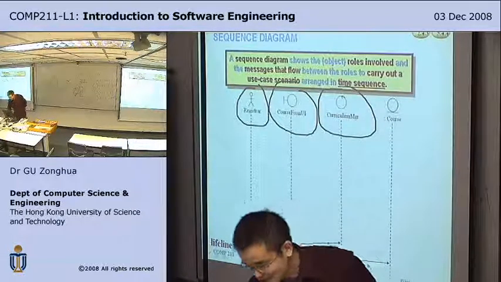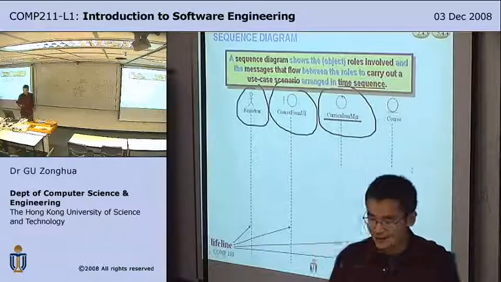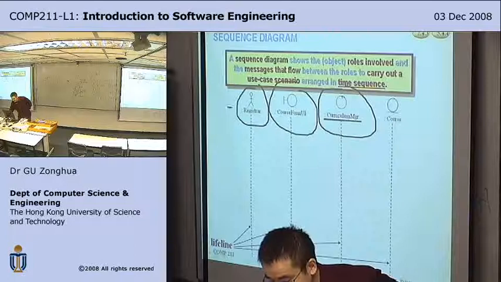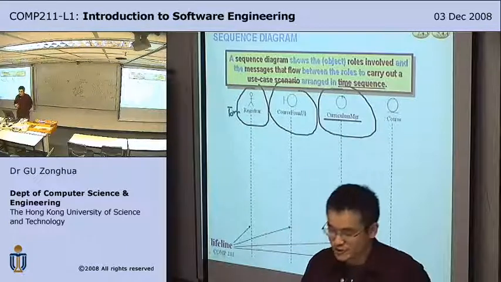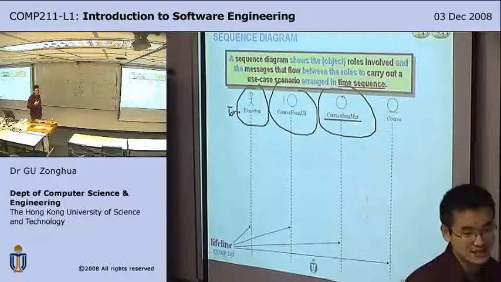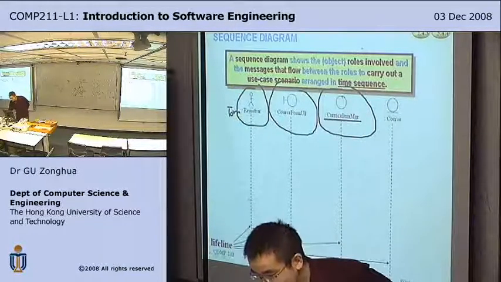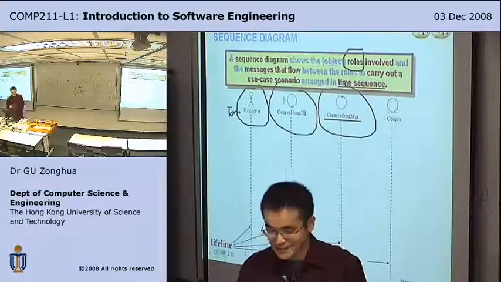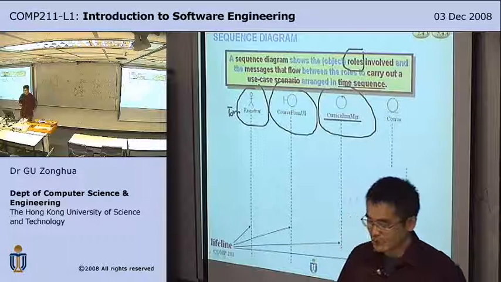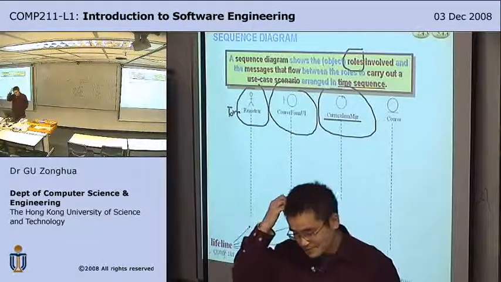First of all, you see this colon in front of the class name, indicating it's an object. You can have an object name in front of it. Say Tom colon Register says a register named Tom, but you can omit the object name. But having a colon in front of it indicates it's an instance, it's an object. In addition, these are object roles involved.